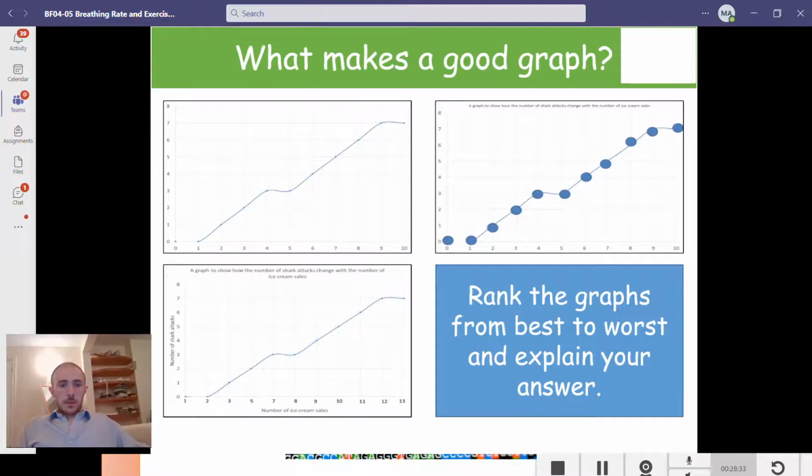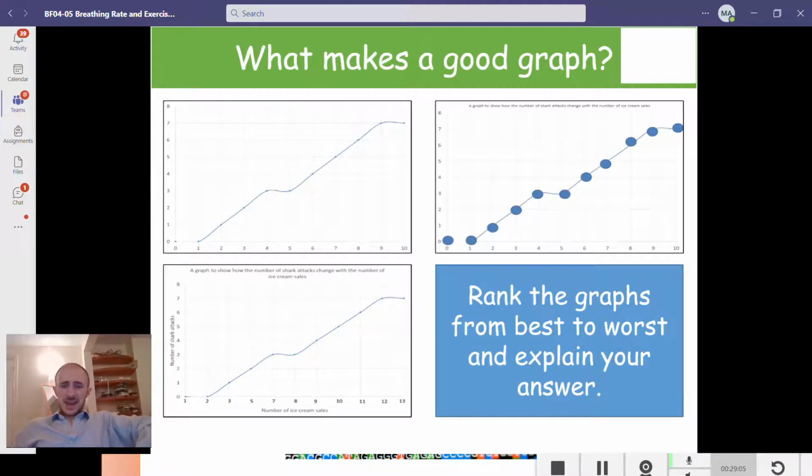Now, hopefully I would think that everyone would agree this here is the worst graph. So if I take that on its own, if I were to cover up the other two, what is it? What does it tell me? What is the point of it? And we don't know. This one is slightly better, because you can see, hopefully, a bit small I suspect for you, a graph to show how the number of shark attacks changes with the number of ice cream sales.